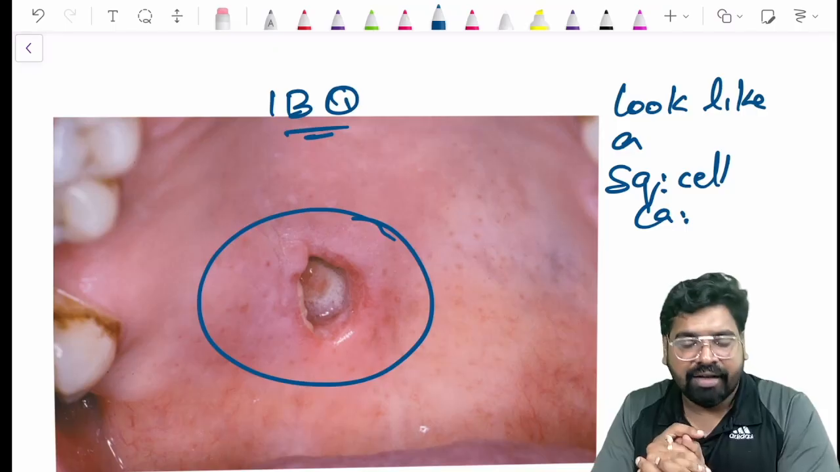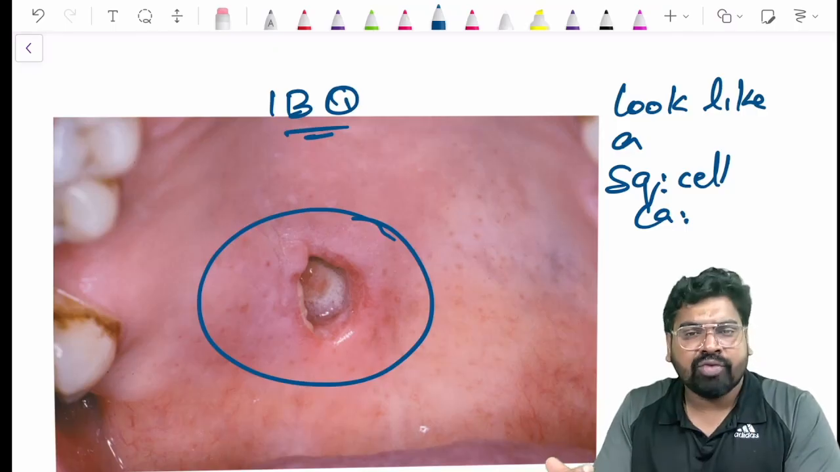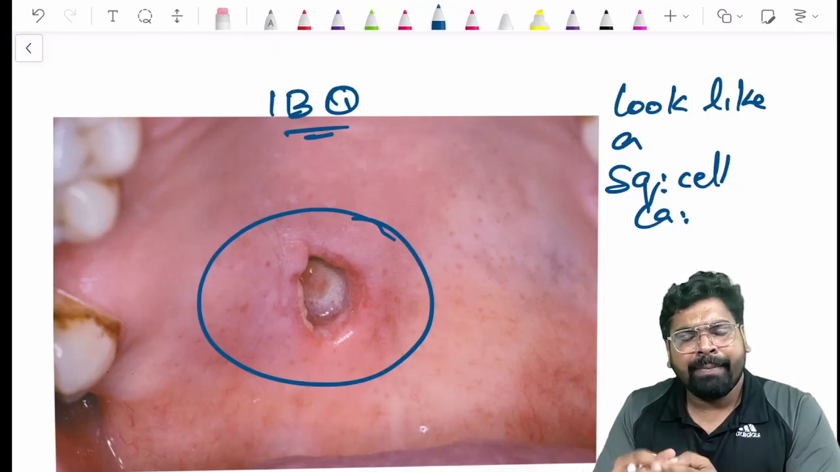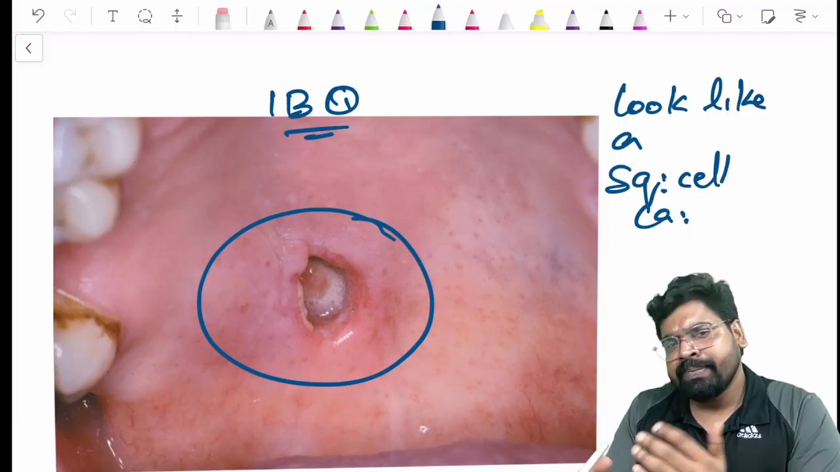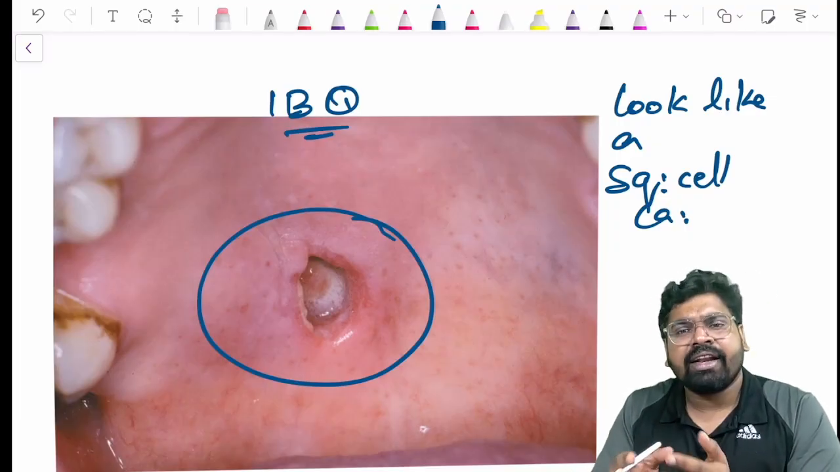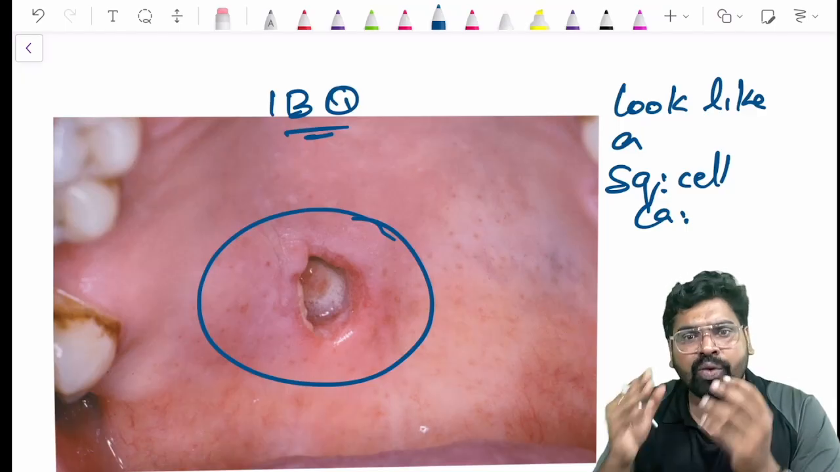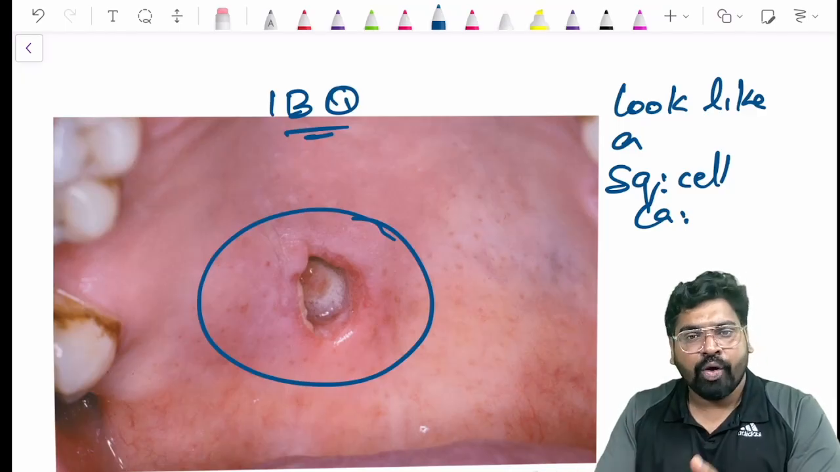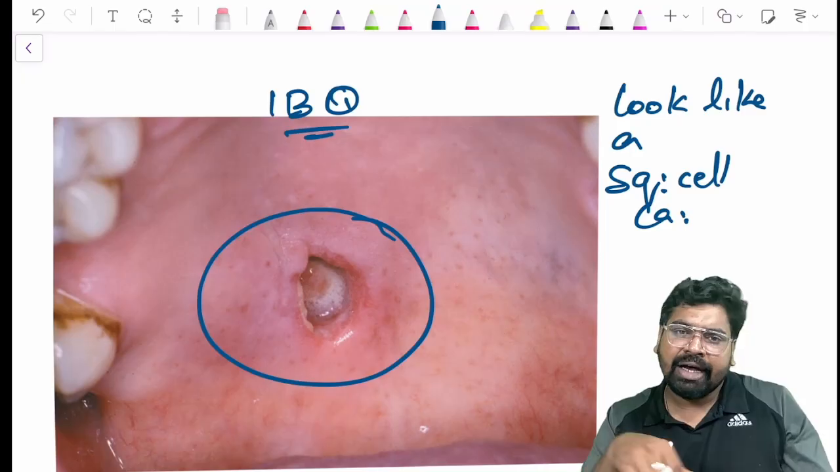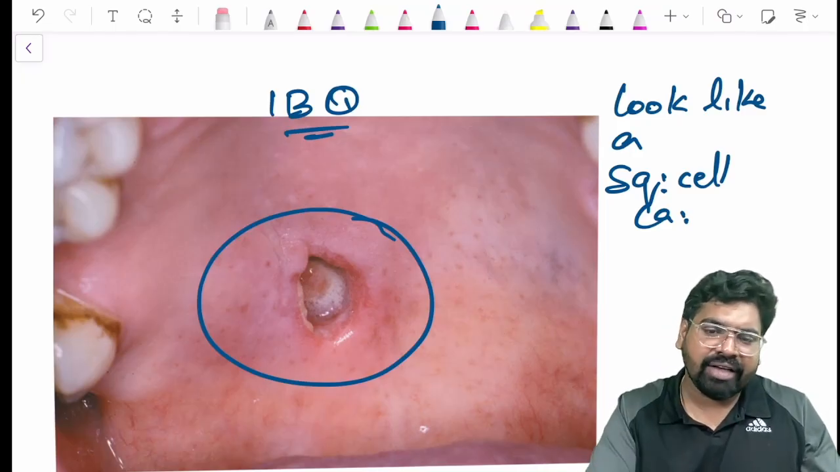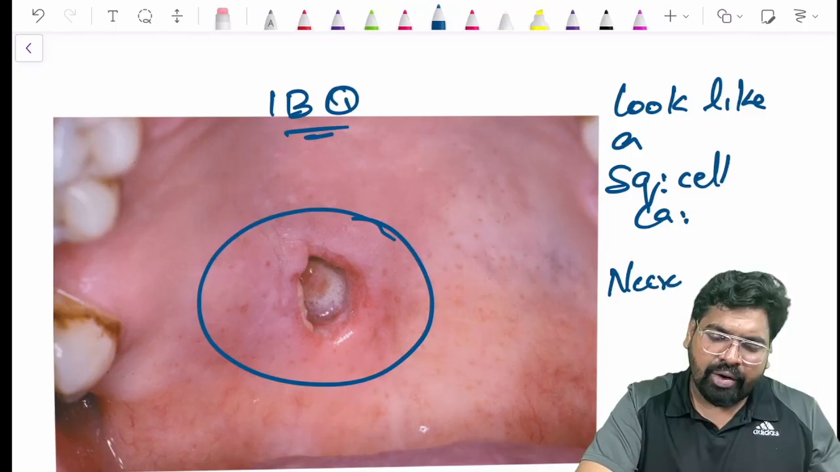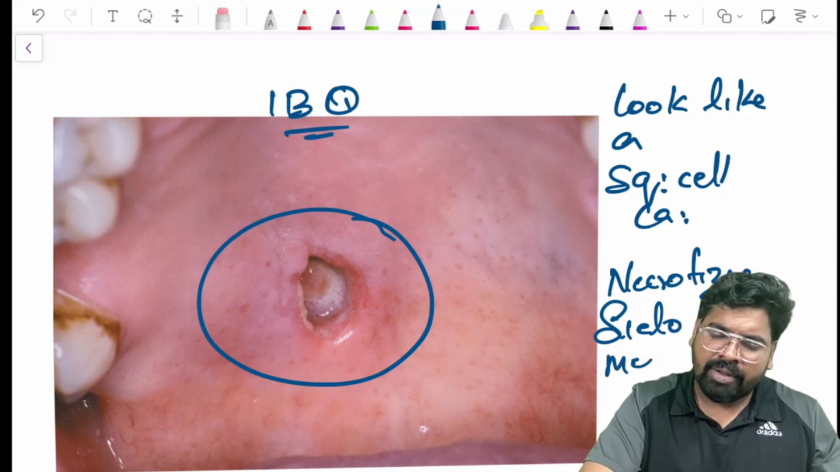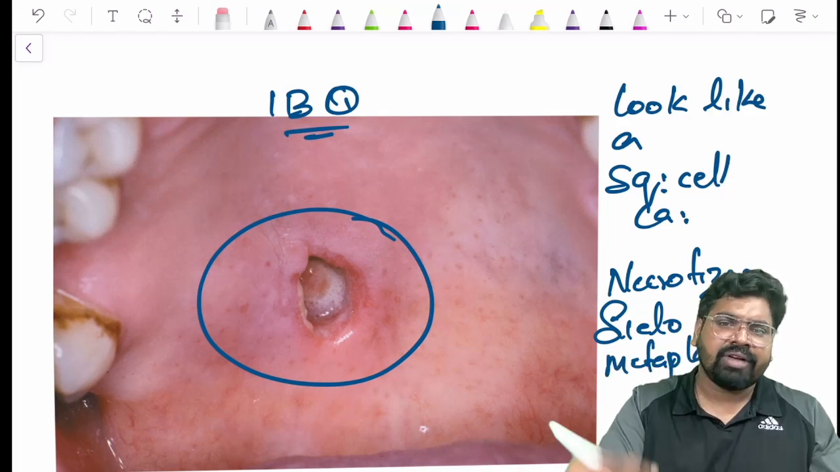This is how they ask you the question: a lesion which gives the appearance of a squamous cell carcinoma clinically, but the patient is a smoker. A person comes to you with a large crateriform ulcer on the palate, which looks like a squamous cell carcinoma, and has a history of smoking. This is necrotizing sialometaplasia. This is how it looks.